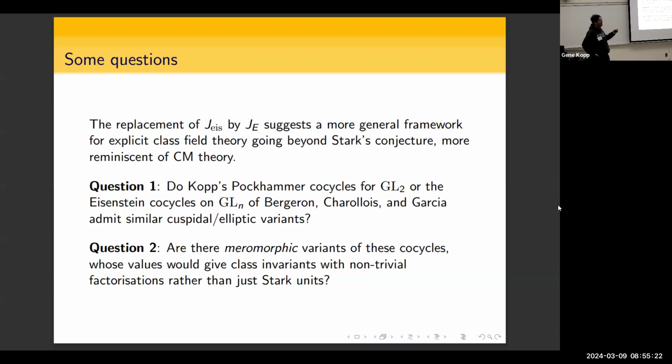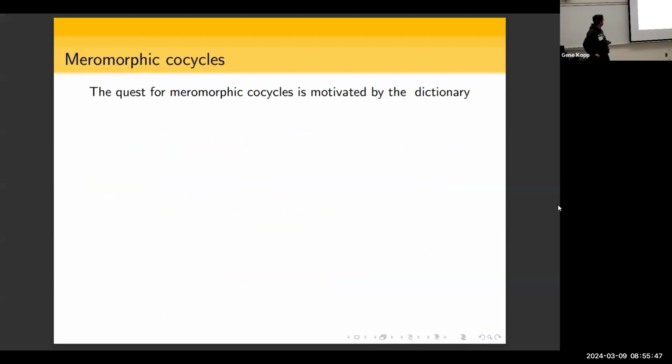And whether this formalism does afford this in this case, so we would like to know whether there are meromorphic cocycles whose values maybe give class invariants which are not directly related to Stark units, and therefore would have the chance of overcoming this kind of signature barrier, which means that the theory so far with Stark conjecture only allows you to study ATR or totally real fields. So that's the second question.